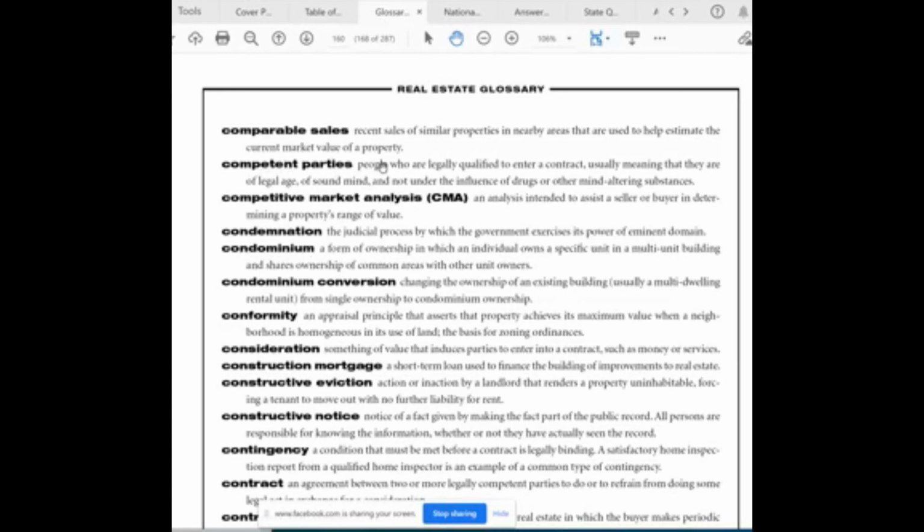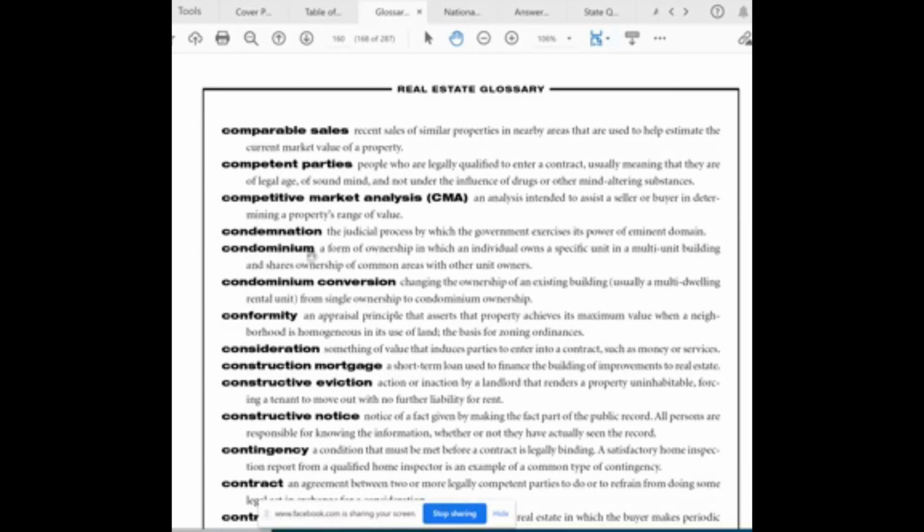So competent parties, people who are legally qualified to enter a contract, usually meaning that they are of legal age. Remember, 18. Only the under 18 can terminate a contract. It's not invalid. It's a valid contract, but the underage person can terminate, cancel, invalidate that contract, not the other party that is over 18. So competent means that they are of legal age, of sound mind, and not under the influence of drugs or other mind-altering substances. Competitive analysis, we already did it. Active, pending, and sold.